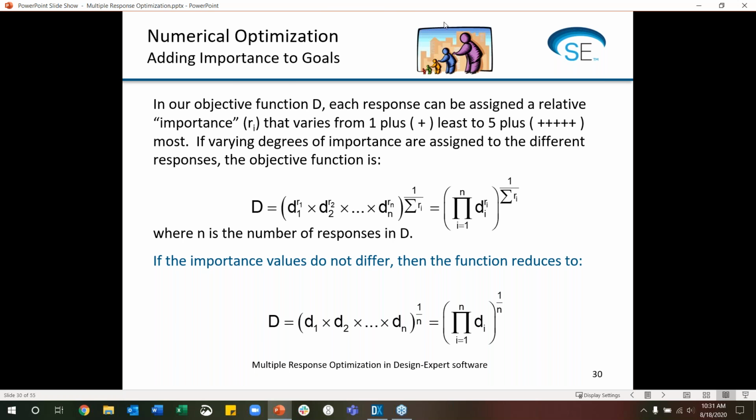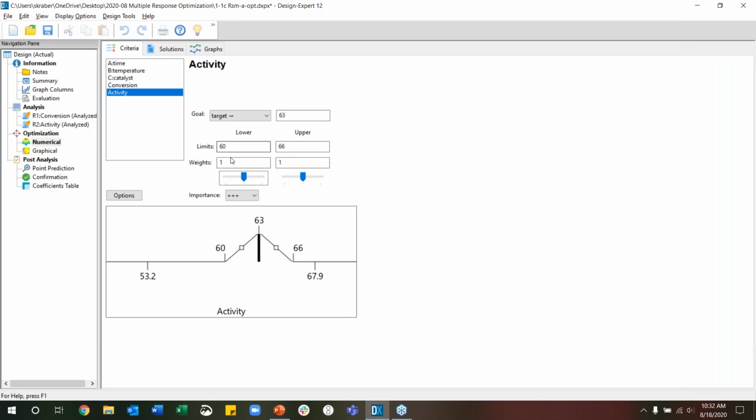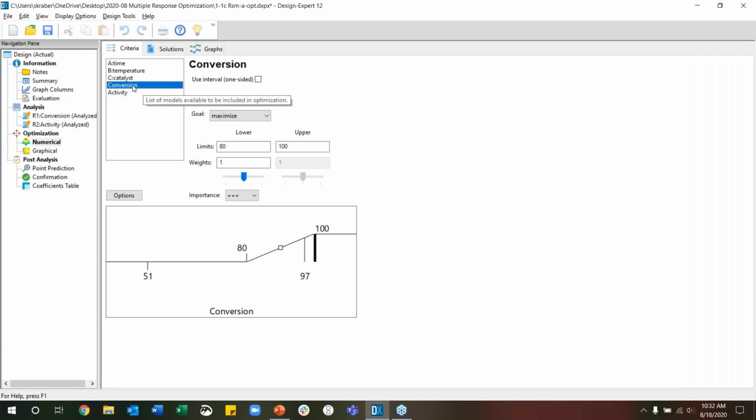These stars operate as exponents in the desirability function. So you can see the little R1, R2 to Rn. So these would be 1 to 5 stars and helps drive the desirability to favor the most important responses over the least important responses. So again, back on our responses, we could set this importance for conversion to be 5-star. That would give it more importance over activity.